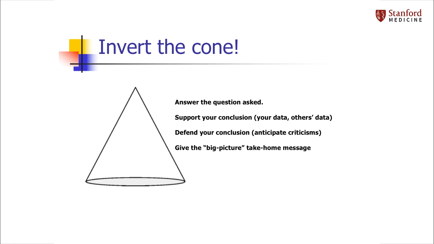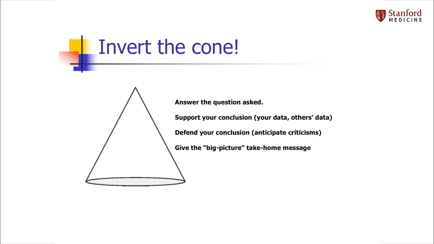Remember that we represented the introduction section as a cone that went from broad to narrow. In the discussion section, you are inverting that cone. The introduction section ends with the question asked. The discussion section starts by answering that question. So you start with the most narrow piece of information, and then you broaden. You start by answering the question asked. Then you're going to support your answer with your own data and with other people's data from the literature. So you give all the lines of evidence, say how your results fit into the context of the literature.